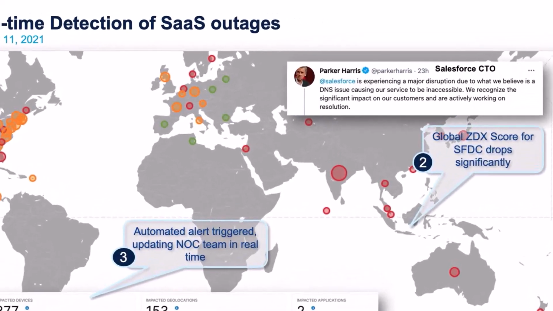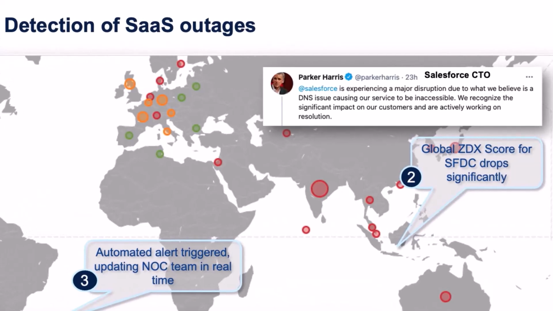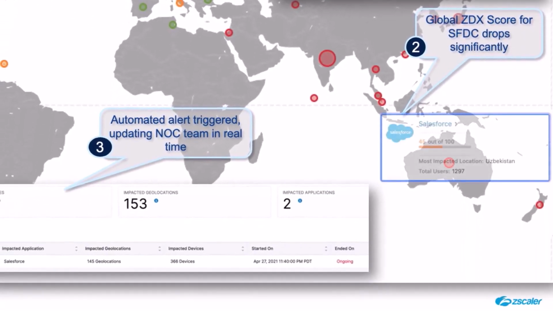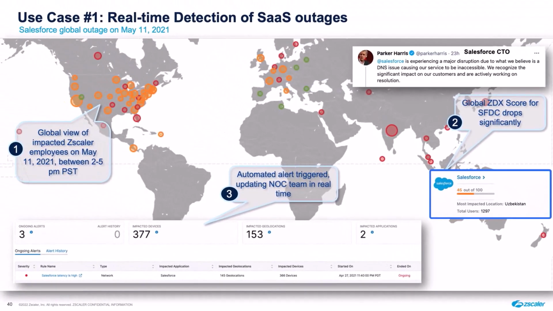The color represents the baseline performance showing major application issues. On the top, there's a tweet from the SFDC, the Salesforce CTO, that they are facing some issues, and at the bottom right we see that there was an alert triggered from ZDX that was forwarded to Slack, and the ZDX NOC team was notified before anyone else.